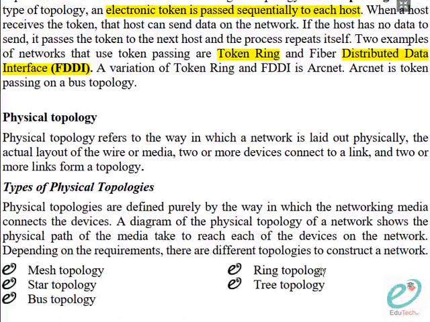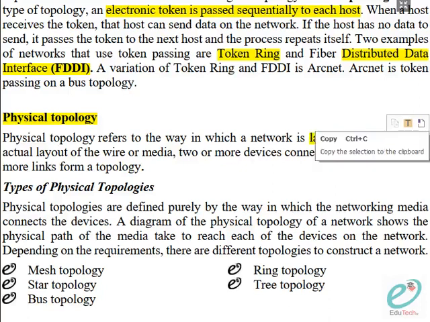Now, there is what we call physical topology. Physical here, you are talking about physical arrangement, how equipment are arranged in a network. Therefore, we define physical topology as the way in which a network is laid out physically. How nodes are arranged physically.